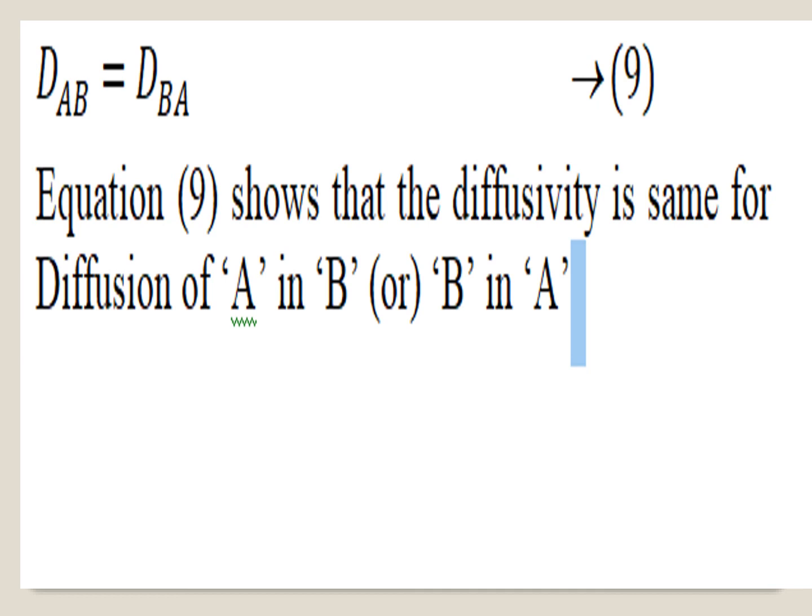DAB is nothing but the diffusivity of A to B, equal to the diffusivity of B to A. So equation 9 shows that the diffusivity is the same for diffusion of A in B or B in A.